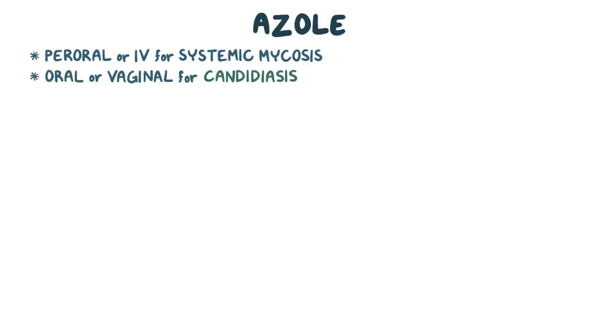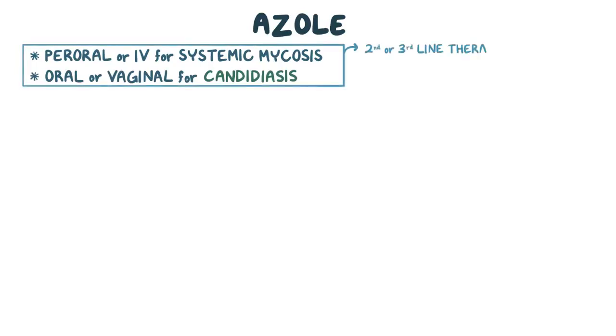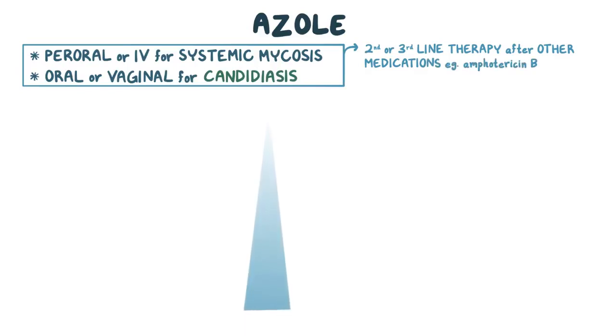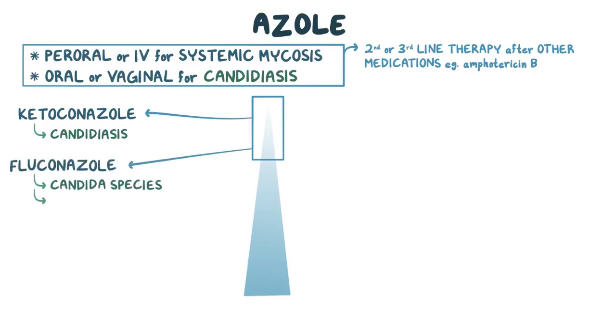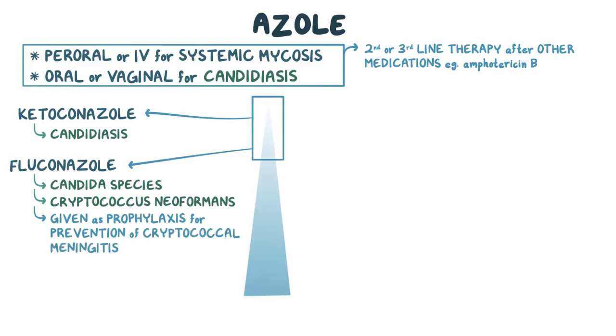Now, certain azoles can be taken orally or through IV for the treatment of systemic mycosis, and orally or vaginally for candidiasis. But due to their effect on cytochrome P450, they're usually the second or third line therapy after other medications, like amphotericin B. The azole with the narrowest spectrum of activity is ketoconazole, which is only used for candidiasis. Next, fluconazole is effective against Candida species as well as Cryptococcus neoformans, so it's often given as a prophylaxis medication for the prevention of cryptococcal meningitis in people with AIDS.